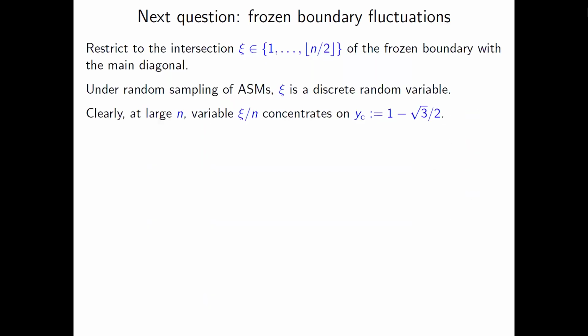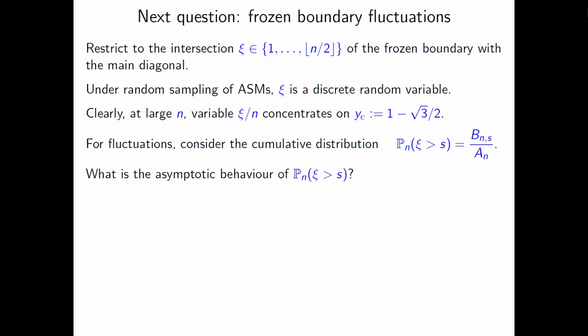And so as we know from the explicit form of the Arctic curve, we know that for large n, this random variable concentrates at some value. The value is what I call here YC. It is just the value you obtain when you compute the intersection between the Arctic curve and the diagonal. So this we already know. Now we want to compute the fluctuations.